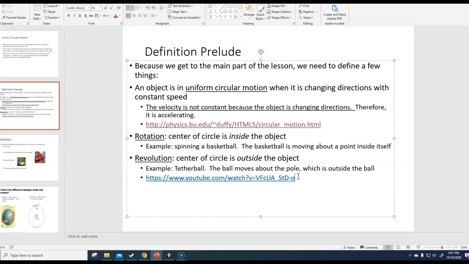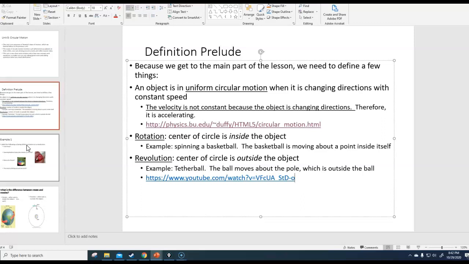Okay, so in the tetherball clip, hopefully you saw that the ball is the object. The center of the circle is the pole, because that's what it's moving around. The pole is not inside the ball, it's outside the ball, and therefore that is an example of a revolution, because the center of the circle is not inside the object itself. Okay, so that's the difference between a rotation and a revolution. It has to do with whether the center of the circle is inside the object or outside the object.